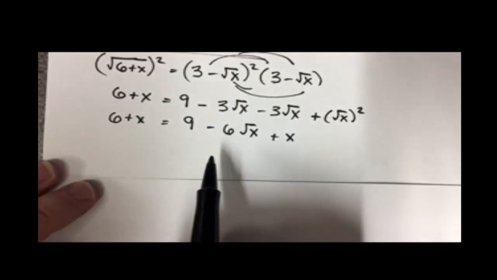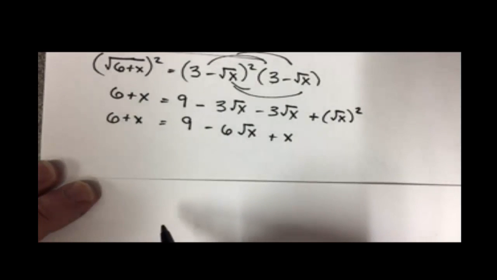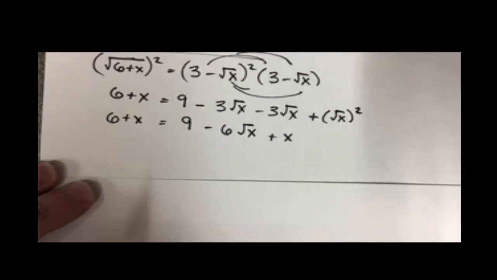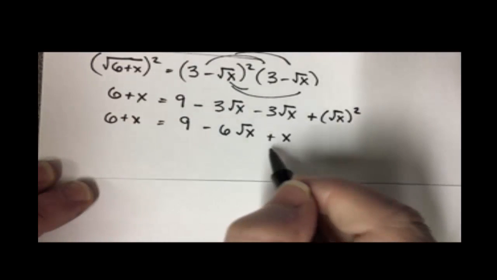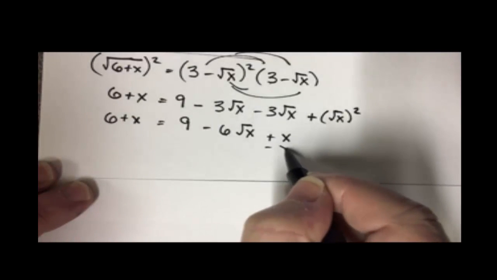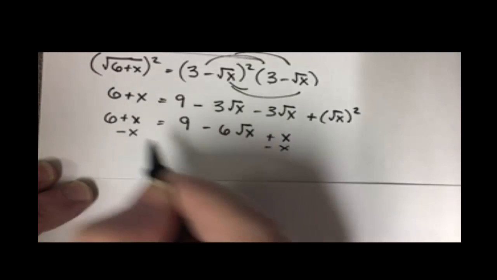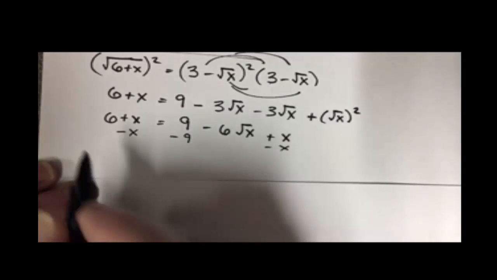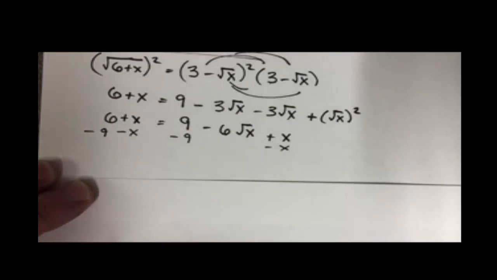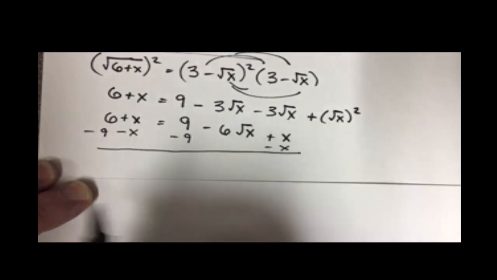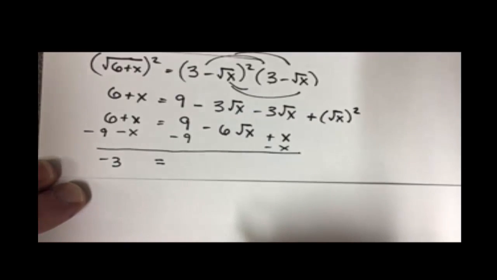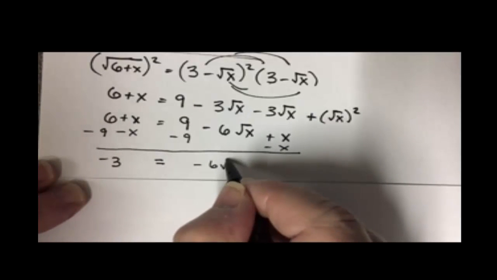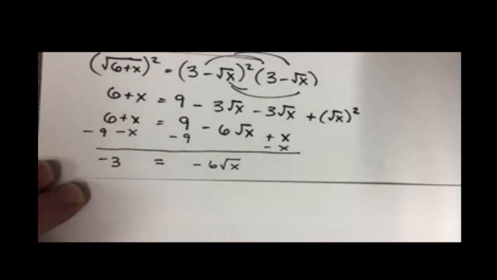So we've gone from two radicals in our equation to just one, and we're going to need to go ahead and isolate the radical that we have left, the 6 square root x term. So I'm going to start by subtracting the x and also subtracting the 9 from both sides. On this side I'm going to get negative 3. And on the right-hand side, I still have negative 6 times the square root of x.